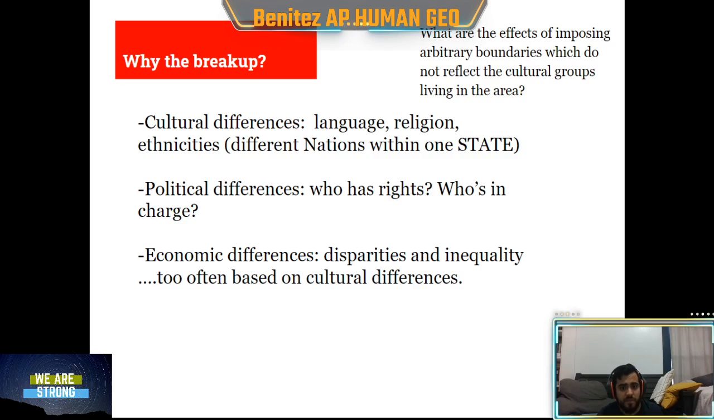There's also political differences, as in who is in charge of the country, who has the power, and there's also economic differences. Sometimes in a nation, in a state, there could be many nations, and not all the nations are going to get the most resources or the best resources. Like, for example, if you look at the United States, for the most part, many of the minorities do not receive the same advantages as the people who have power, who have resources, and make up most of the majority. And that can cause a country to break up.